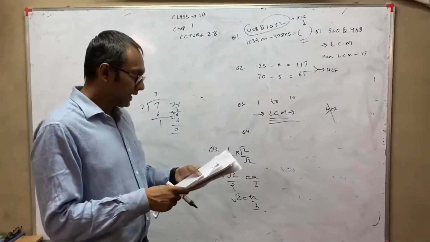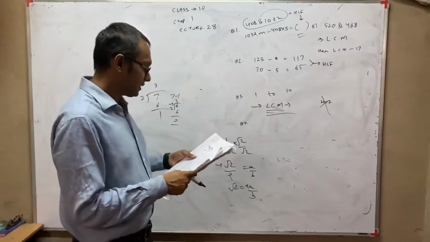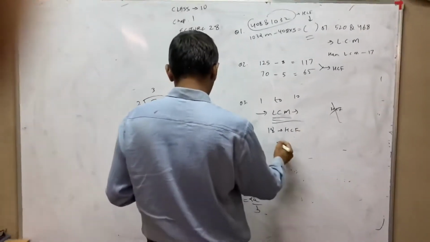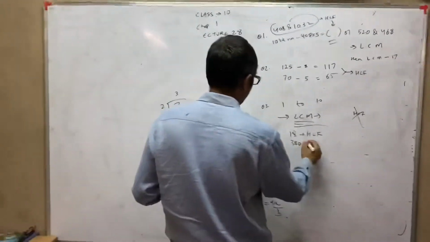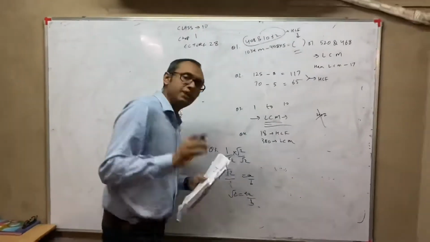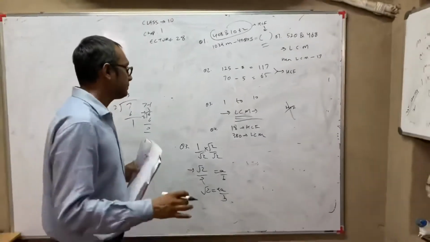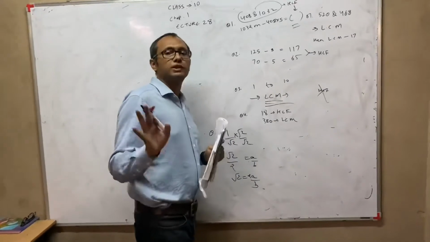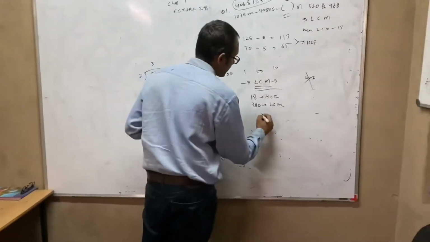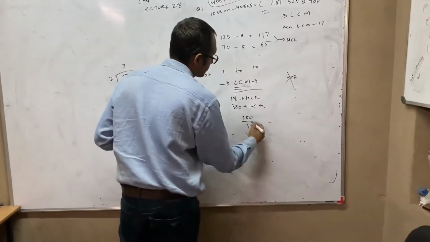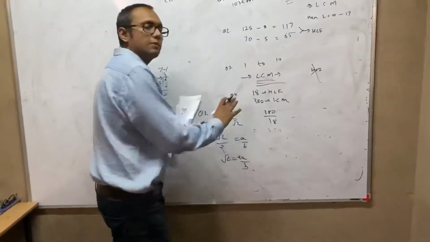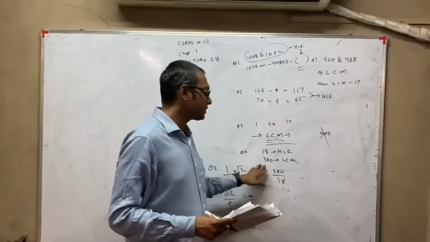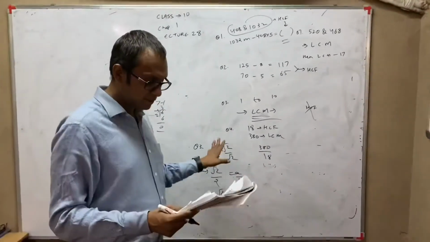Question number 4: can two numbers have 18 as their HCF and 380 as their LCM? Whenever this type of question comes, always remember that the HCF will always divide the LCM totally. Totally means without decimal. So you just check this. If the division is normal and you are able to divide, then you will say yes, it is possible. And if it does not divide, if a decimal is coming, then you will say it is not possible.